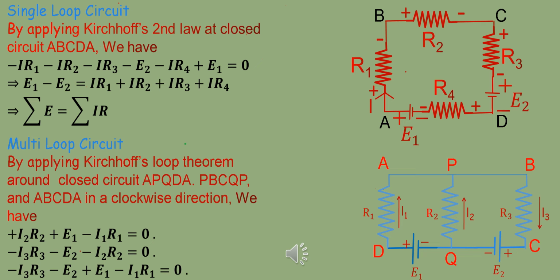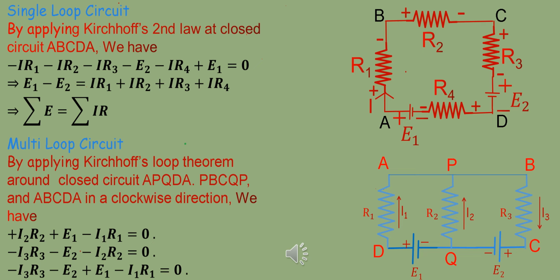When we go from the positive terminal to the negative terminal of battery E2, potential will fall and it is minus E2. And when we go from Q to P, potential will fall and the potential fall is equal to minus I2 R2. When we come back to point P, the total voltage change in this closed circuit is equal to 0 according to Kirchhoff's second law.